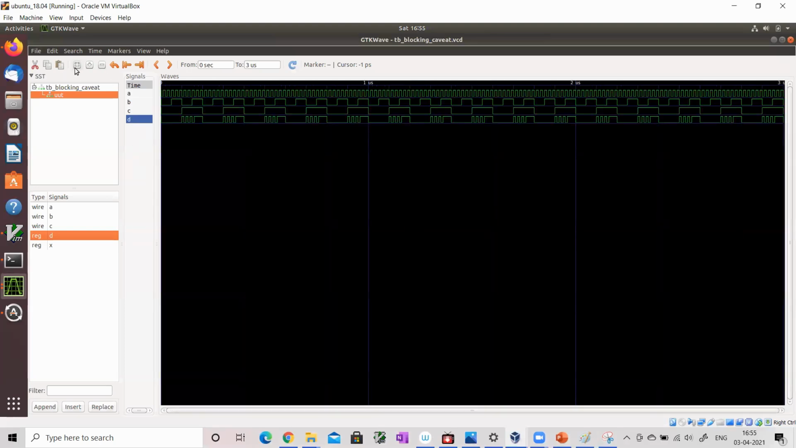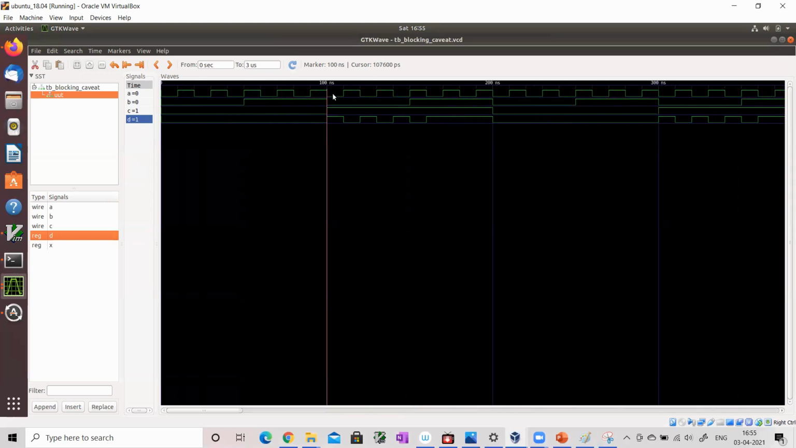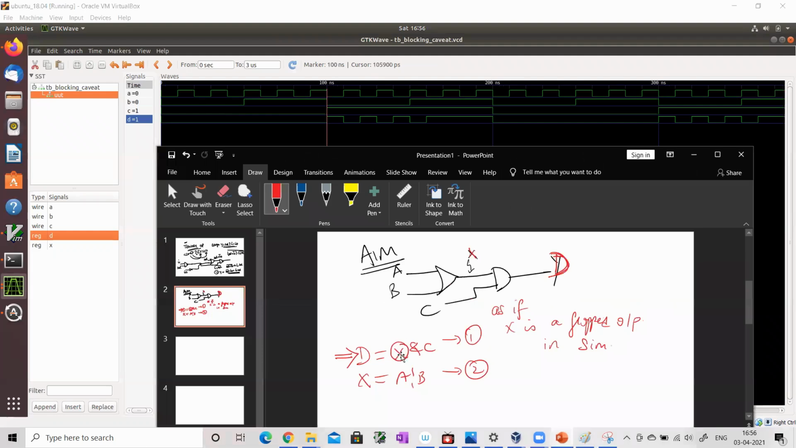X is an intermediate signal. We will not worry. Let us look at this. This is a very interesting observation here. See, this is the beauty, correct? What was the Boolean expression we were creating? This is the expression we were creating, correct? A ORed with B, and ANDed with C.